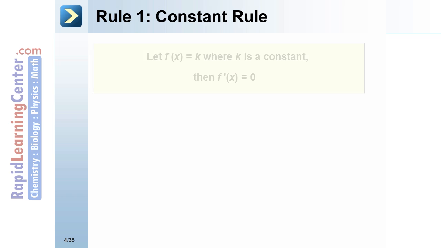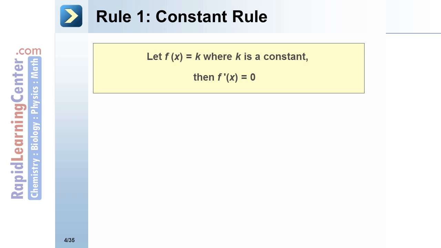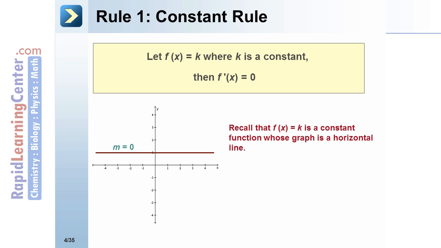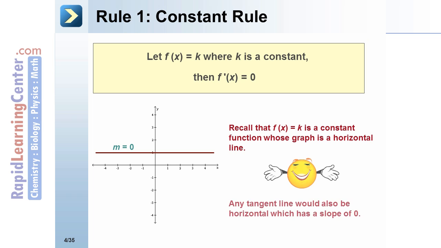Rule number 1, the constant rule. Let f of x equal k, where k is a constant. Then the derivative f prime of x is equal to 0. Recall that f of x equal k is a constant function whose graph is a horizontal line. Any tangent line would also be horizontal, which would have the slope of 0.